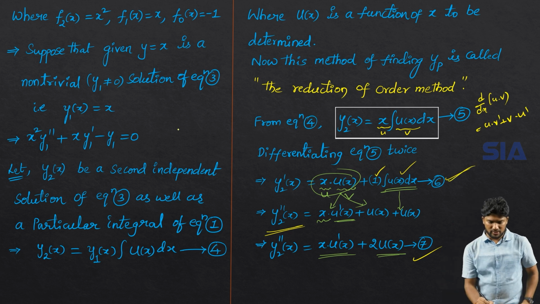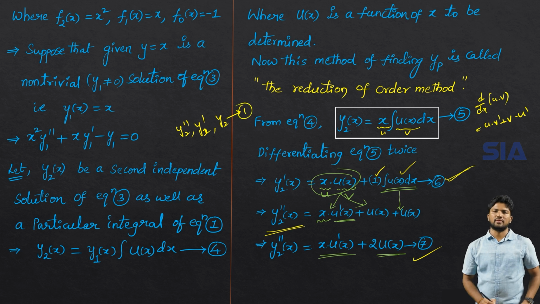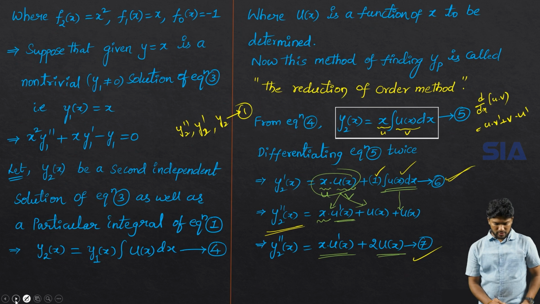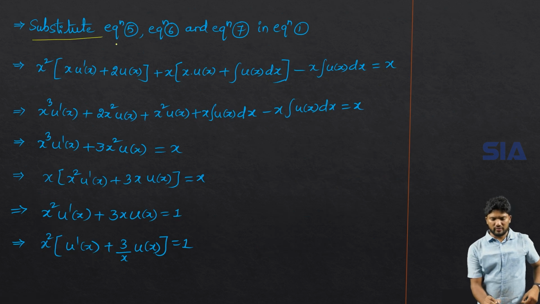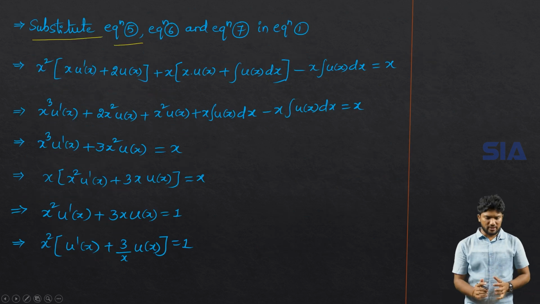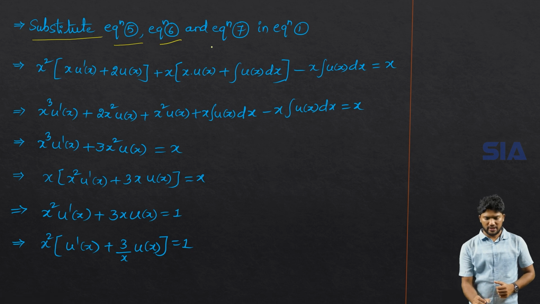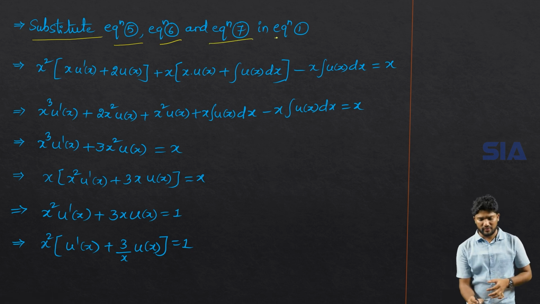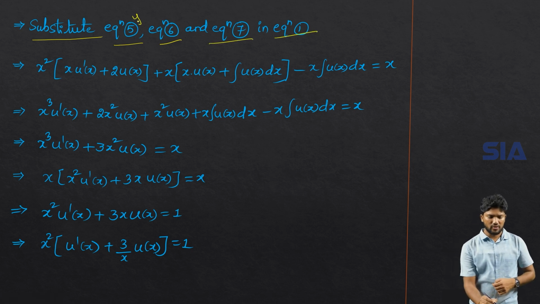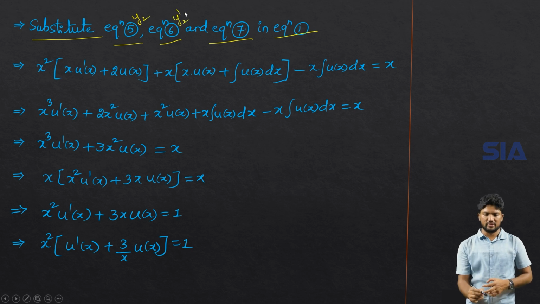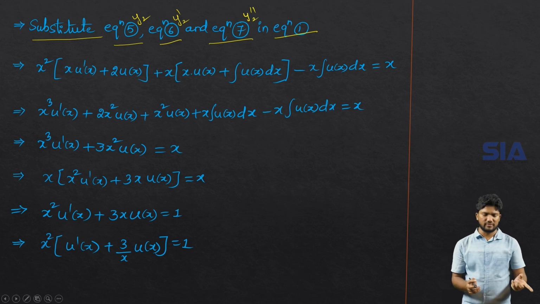So that means the y2 double dash value, y2 dash value and y2 value are substituted in equation number 1. After getting equation number 7, we substitute equation numbers 5, 6 and 7 in equation number 1. You know very well equation 5 is the y2 value, equation number 6 is the first derivative of y2, and equation number 7 is the double derivative of y2. So substitute all these values in equation number 1.